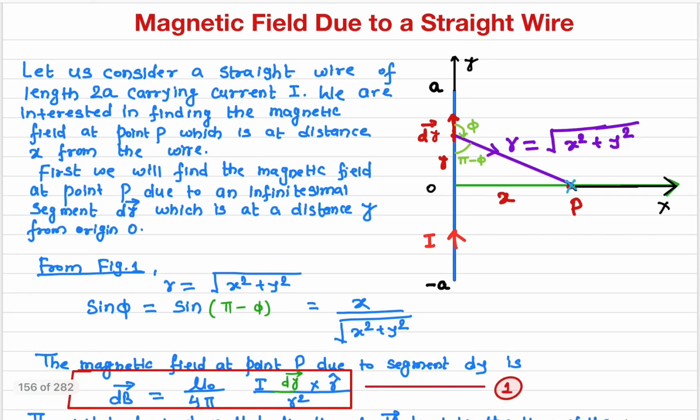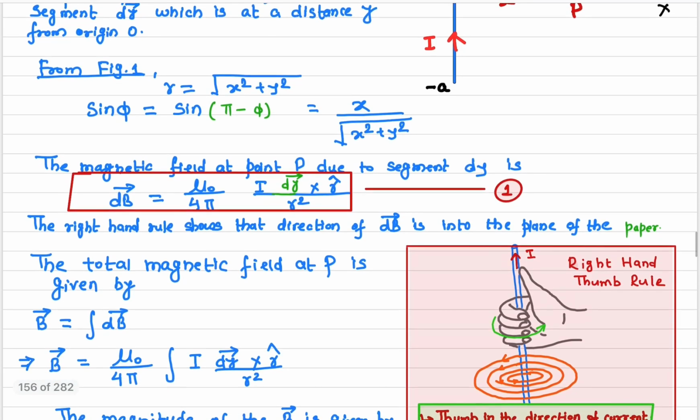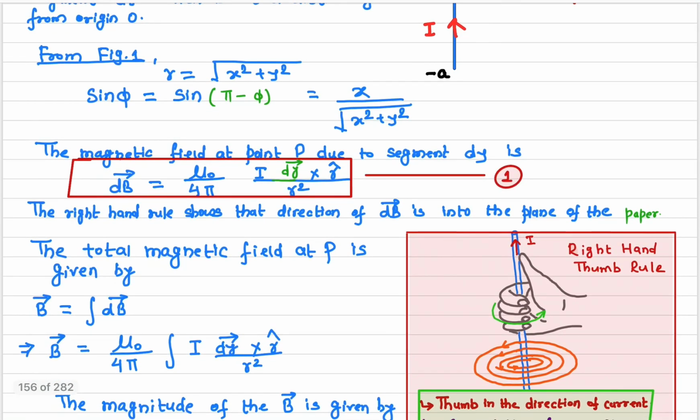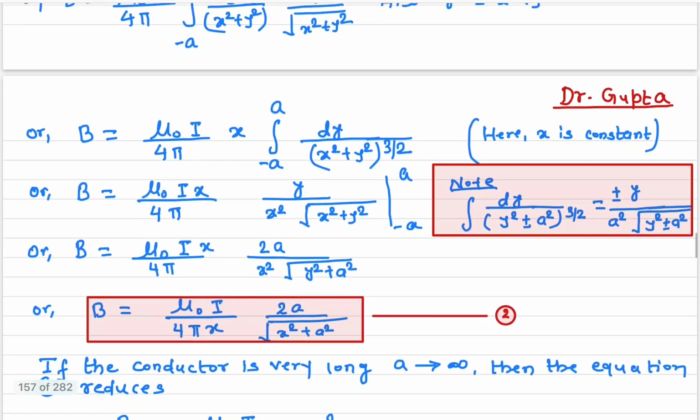So this is it from this video. In this video, we talked about how to find the magnetic field due to a long wire, or due to any wire of a certain length. We also found the direction by using the Biot-Savart law.